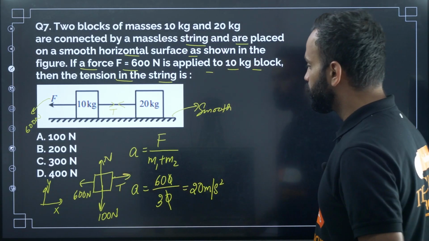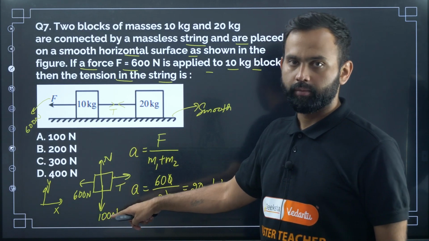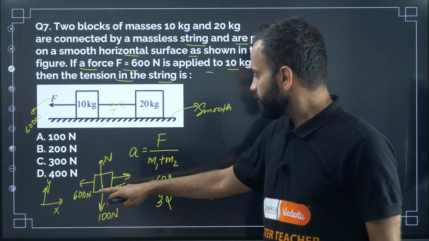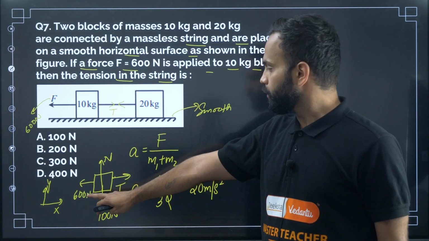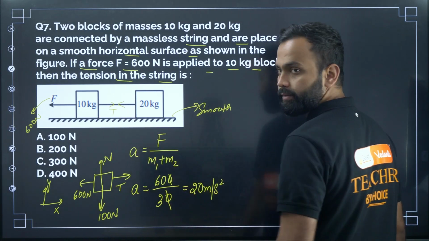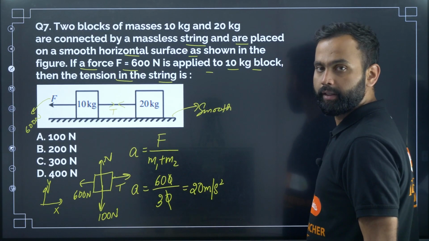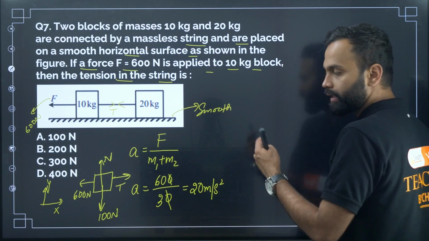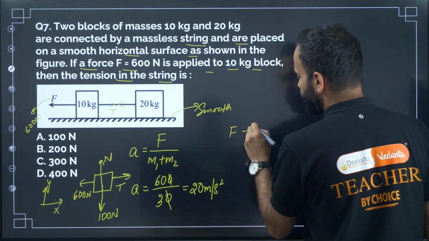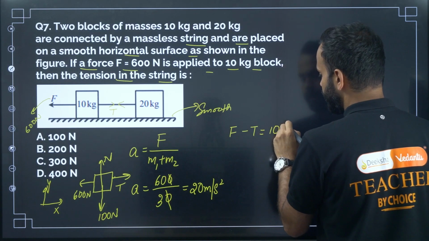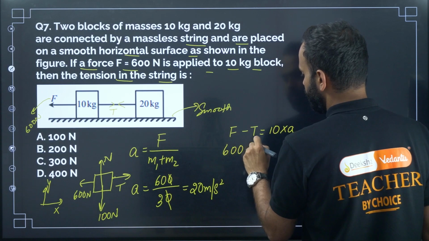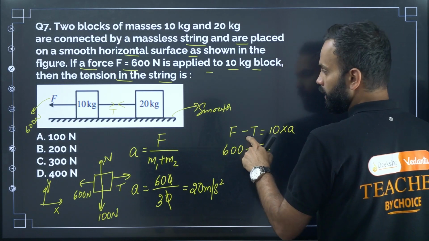Now apply Newton's second law of motion. Anyway, there is no vertical motion, so acceleration along vertical is 0. So here the applied force 600 Newton minus T is equal to the mass of the 10 kg block into the acceleration of the 10 kg block. Here F minus T is equal to 10 kg into a, so 600 Newton minus T is equal to 10 into a.